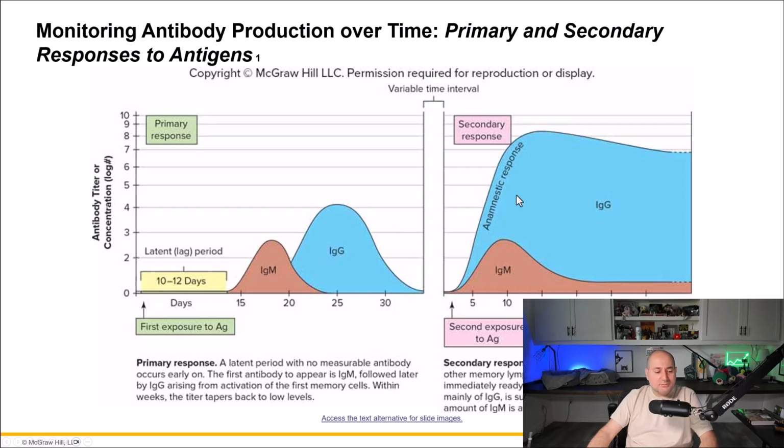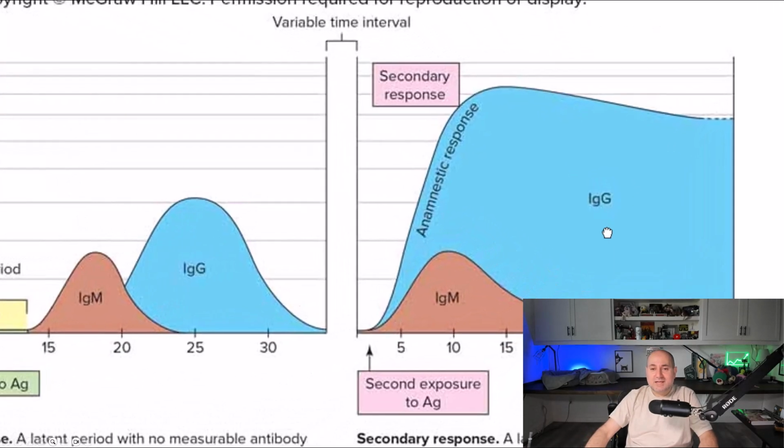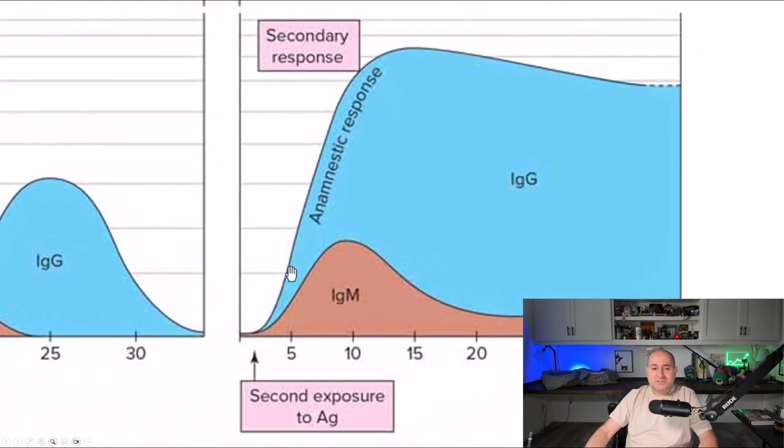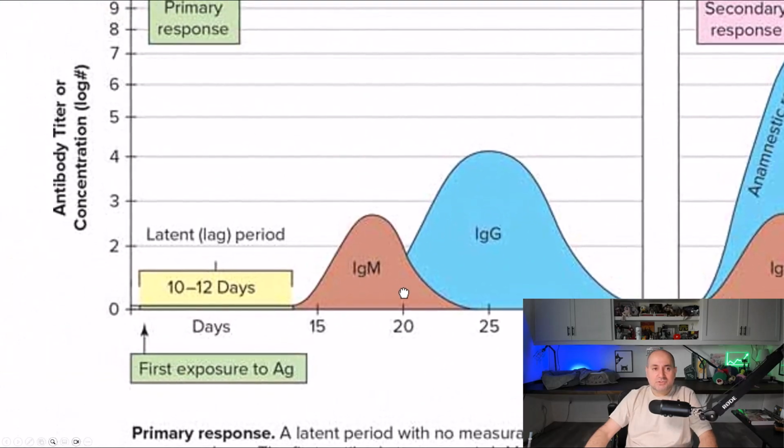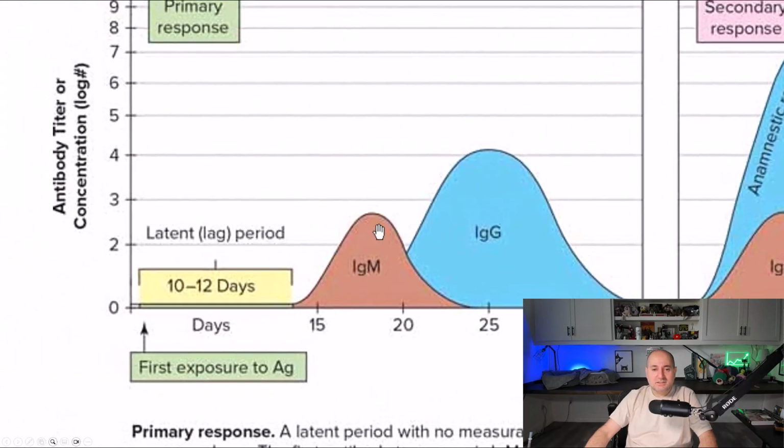The second exposure, remember those memory cells that have to remember. Let's say you catch the same virus next year. In this case, look what happens. You have this huge early response, but it's mainly IgG and to a lesser extent IgM. And look, the first exposure, look how long it took to make antibodies. It took about 2 weeks to make antibodies upon the primary response.